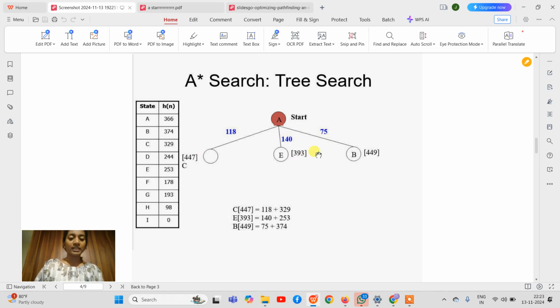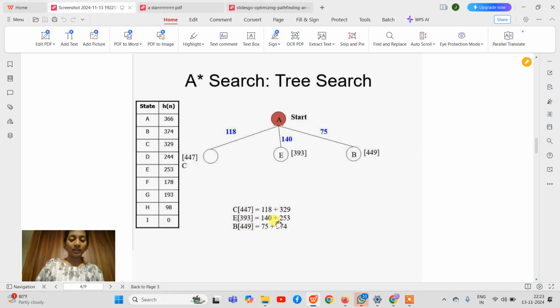After looking at these three costs, we'll also consider the heuristic values of each of the three nodes. The heuristic value for C is 329, D is 244, and E is 253. When we add the cost of the paths, we'll end up with C having a cost of 447, E of 393, and B of 449.